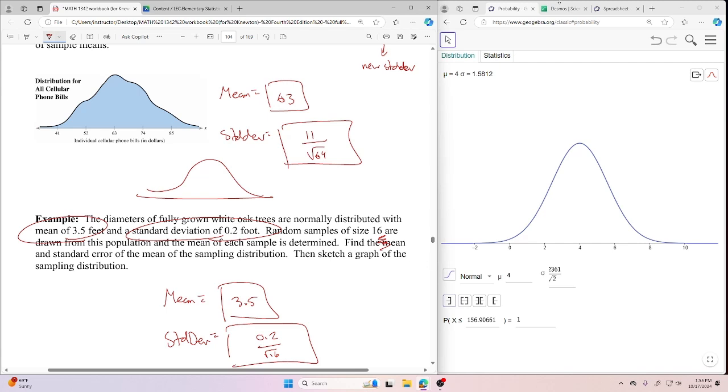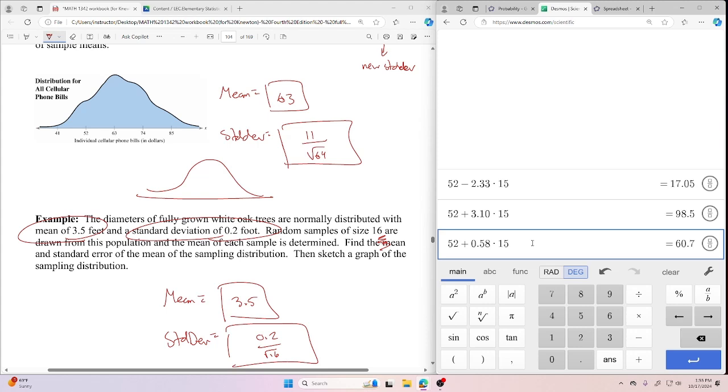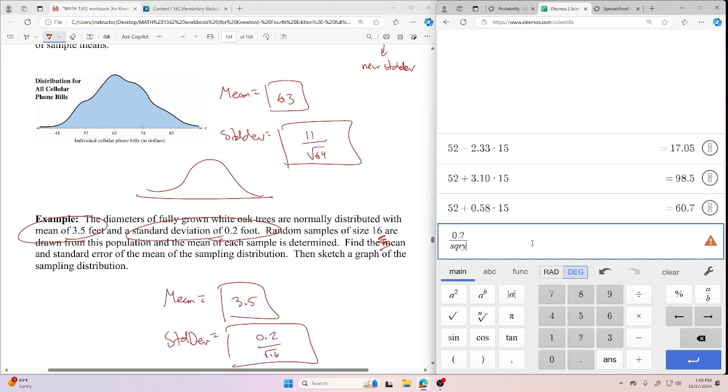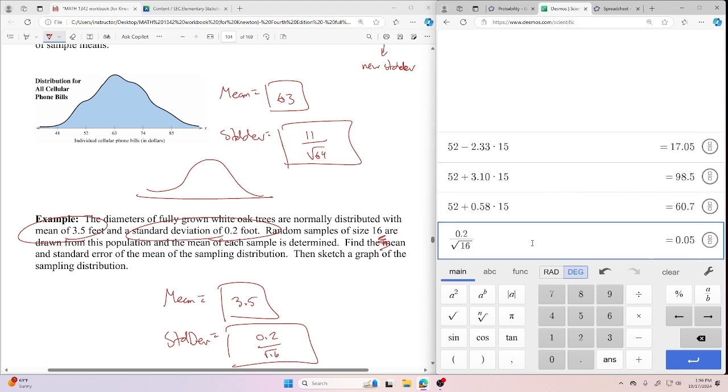If you want to find these numbers, that's fine. We might have to do that occasionally. So here we go, 0.2 divided by the square root of 16. And you could actually just put that value in there. I'm fine with that. Good?